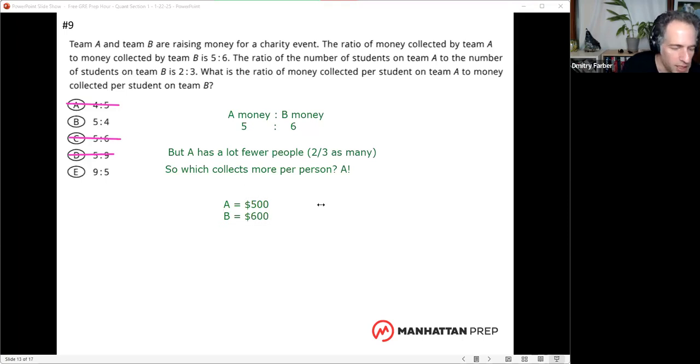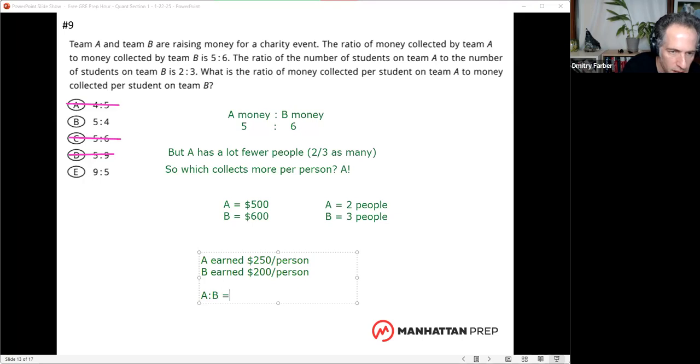And let's say A has 2 people. I can just pick the ratio, and B has 3 people. That fits what they told me. Then I could say, all right, so A earned 250 a person. B earned 200 a person. So A to B in this case would be 250 to 200, which is 5 to 4. So that's one way to do it.